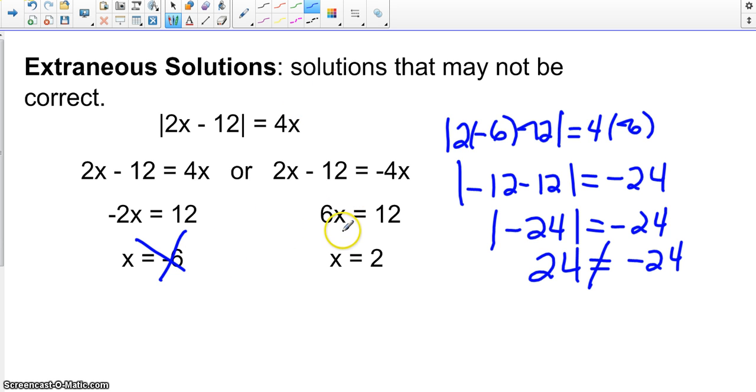So what's important to do, especially in this type of equation where you have an absolute value equal to something with an x in it, okay? When you get those 2 answers, you better check both of them because one of them might not work. If you went ahead and checked this one, you would find that it would work, okay? So that's an example of an extraneous solution.